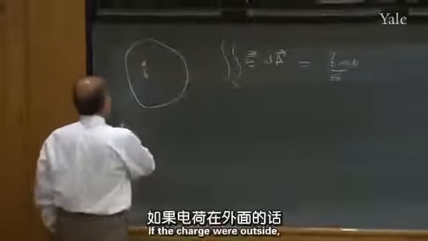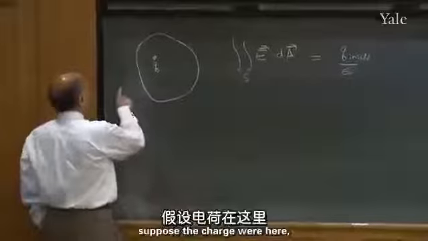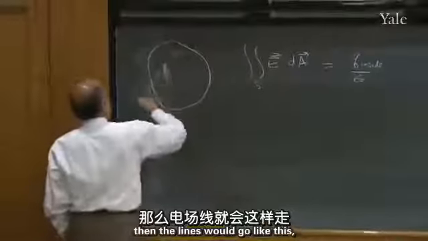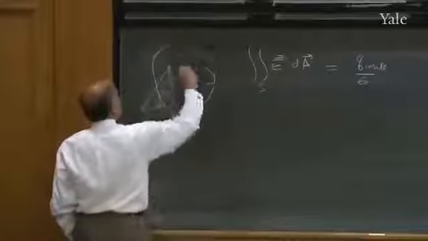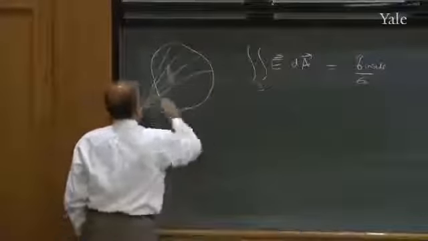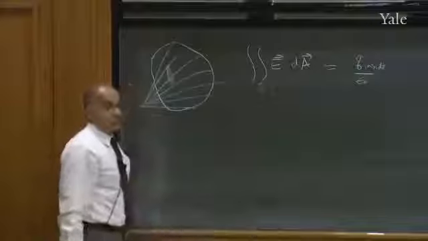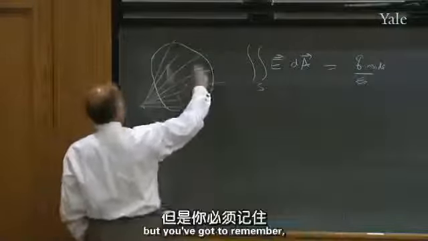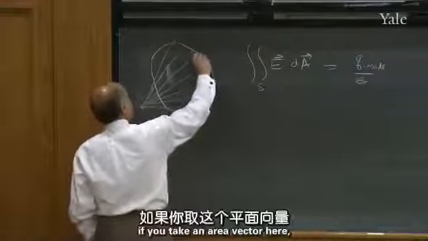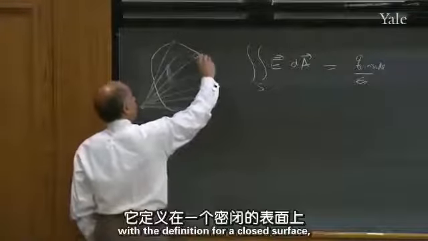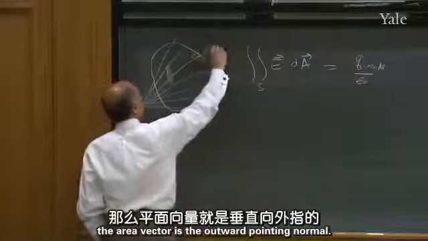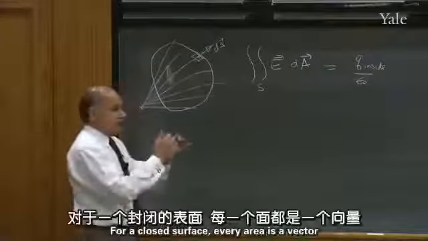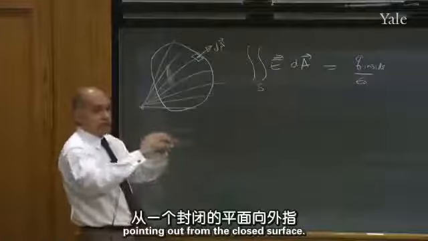If the charge were outside, suppose this charge were here, then the lines would go like this, and the total number leaving the surface will actually be 0. You might say, how is that? I see all these lines penetrating the surface, but you got to remember, if I take an area vector here, with the definition for a closed surface, the area vector is the outward pointing normal. For a closed surface, every area has a vector pointing out from the closed surface.